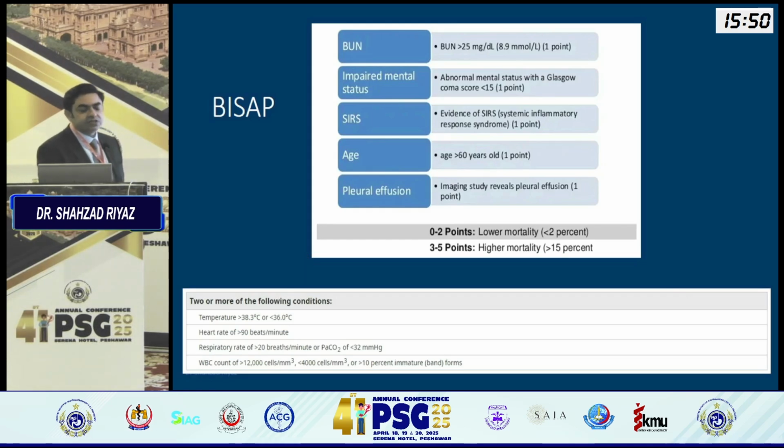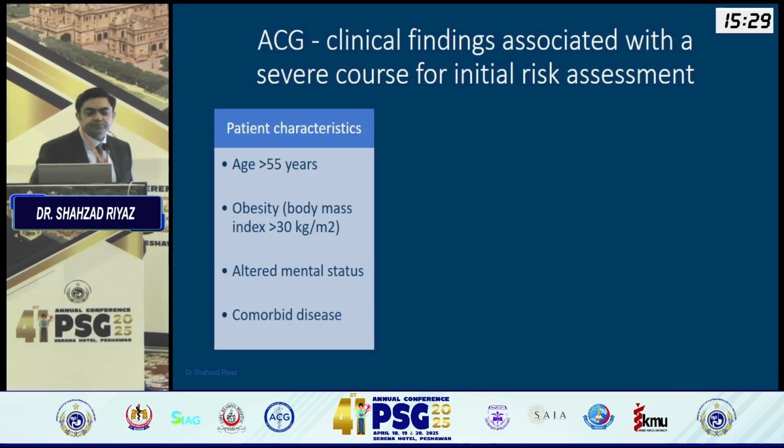You just need the blood urea nitrogen, the patient's impaired mental status, presence or absence of systemic inflammatory response, which is based on the temperature, heart rate, respiratory rate, and white cell count. If you know the patient's age and the presence of pleural effusion, you can then guess whether the patient has a relatively higher mortality or a lower mortality. So it's an excellent score to use.